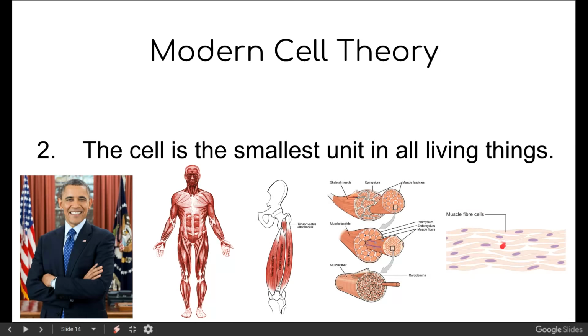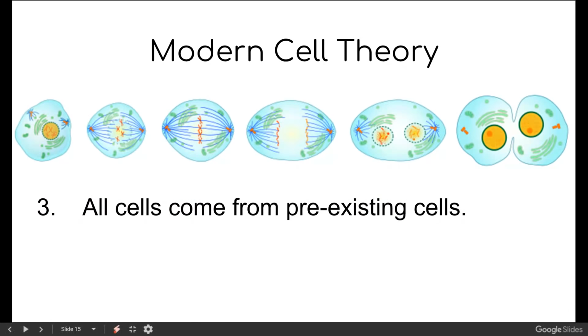and then go even closer, you see that the muscle fibers are made of cells. And then the muscle fibers create these groups of muscles, which then create multiple muscles, which then create your muscle system, which then allows you to walk and function. So the cell is the smallest living unit in all living things. And then all cells come from pre-existing cells.